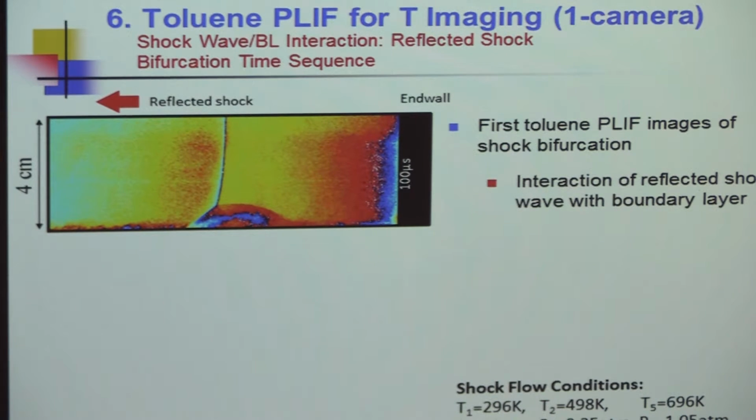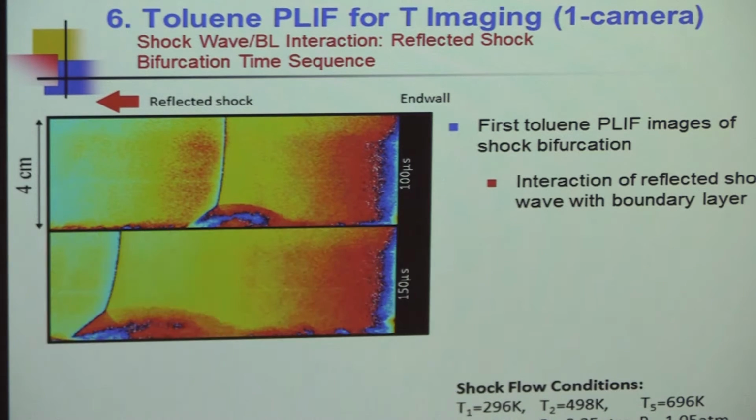Now, people have studied this before, but they used line of sight interferometry. I think it's the first time anybody used a spatially, temporally resolved structure technique like we are. And he could take these at different times. This is 100 microseconds after the reflection. So the reflected shock had gone back about 3 or 4 centimeters by that time.